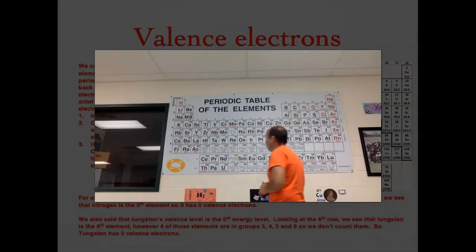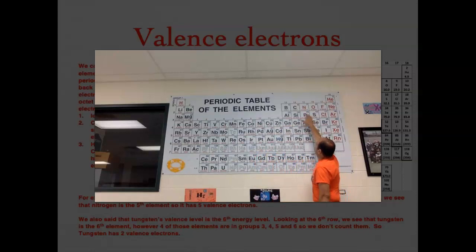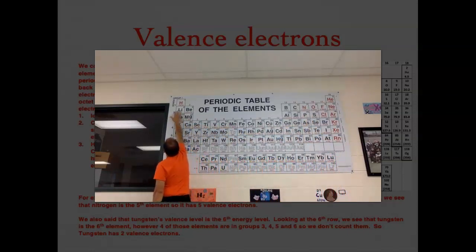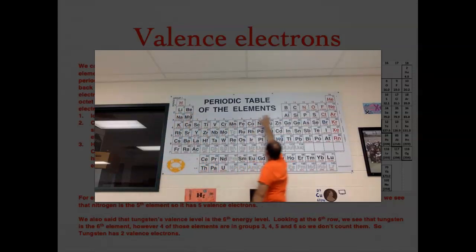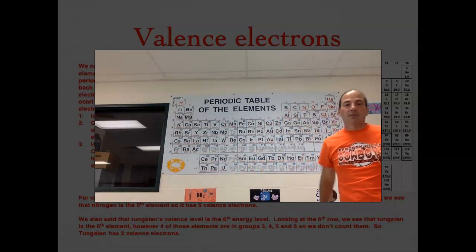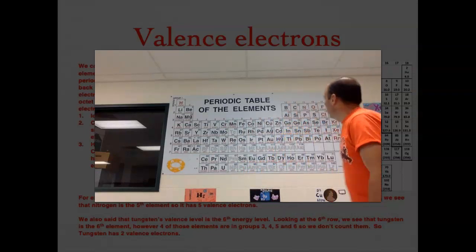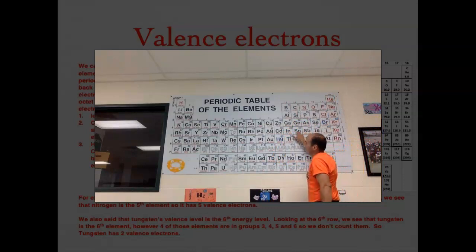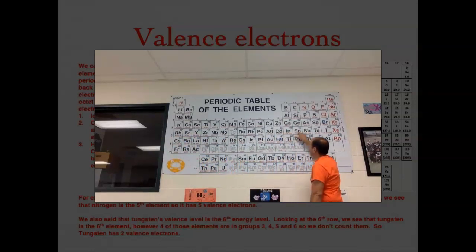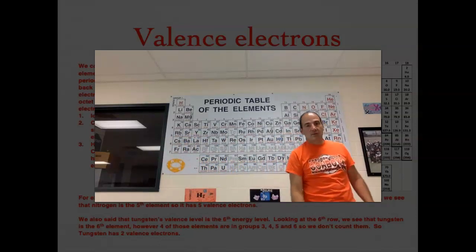Okay? So we mentioned nitrogen, which is up here. So it's in the 2nd energy level, 2nd period. We count over 1, 2. We don't count any of these. 3, 4, 5. Nitrogen has 5 valence electrons. Okay? Talk about tin. We said tin is in the 5th energy level, so its 5th energy level is its valence. Then we count over 1, 2. And we don't count these. 3, 4. Tin has 4 valence electrons.